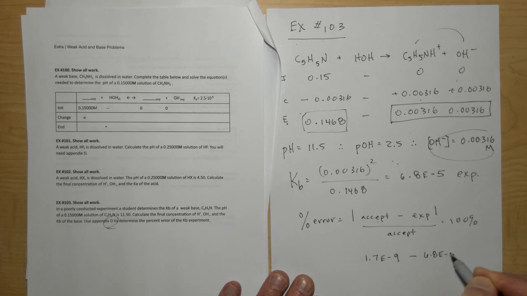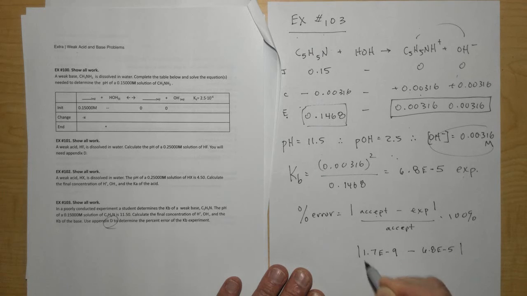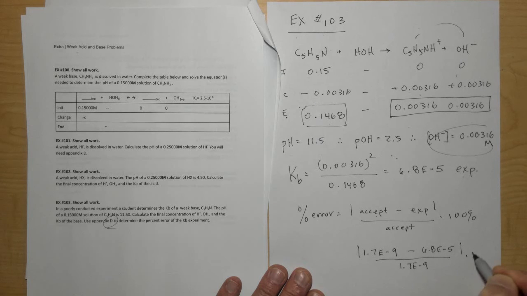minus the experimental, which is 6.8 times 10 to the negative fifth, absolute value that, and then divided by the accepted, which is 1.7 times 10 to the negative ninth, times 100, and then put the percent sign on there.